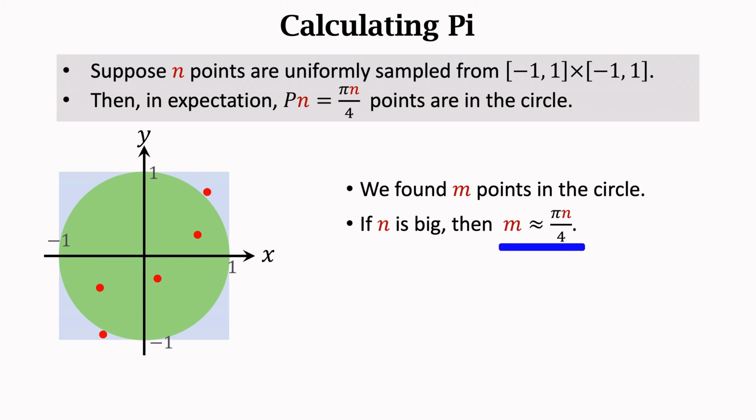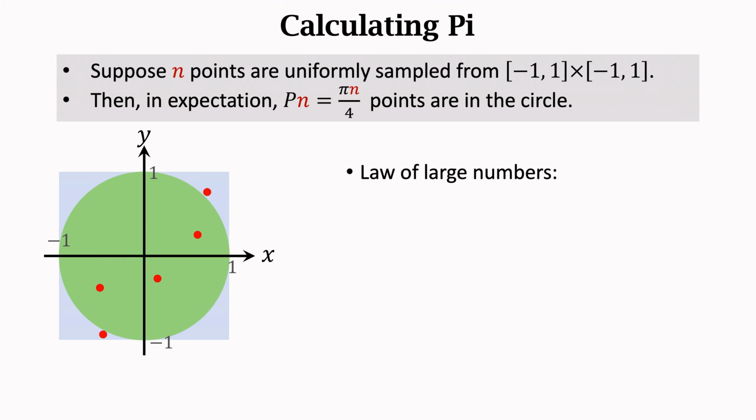Let's move n to the denominator. Then we obtain this equation. Pi is close to 4m over n. This is the equation we use for approximating pi. The law of large numbers guarantees that as n grows to infinity, the estimate 4m over n approaches pi.